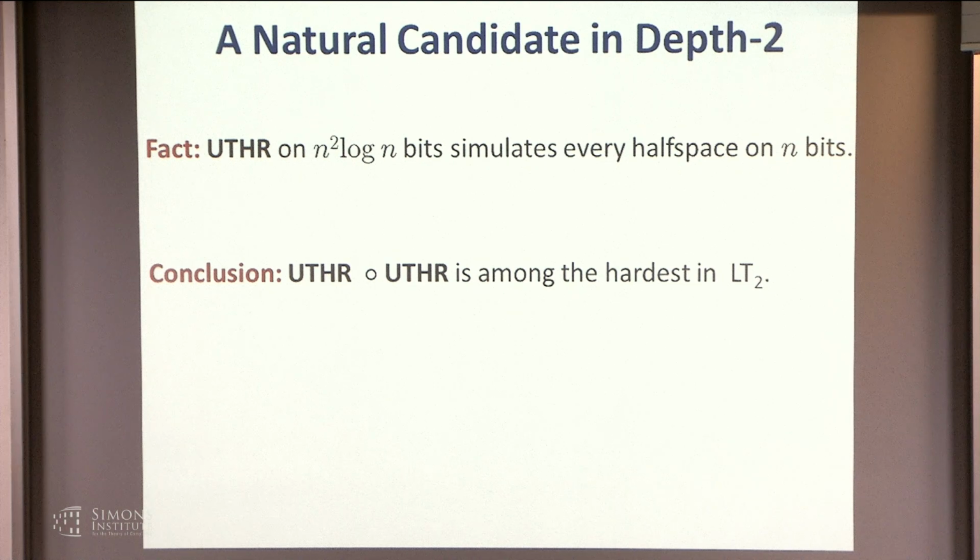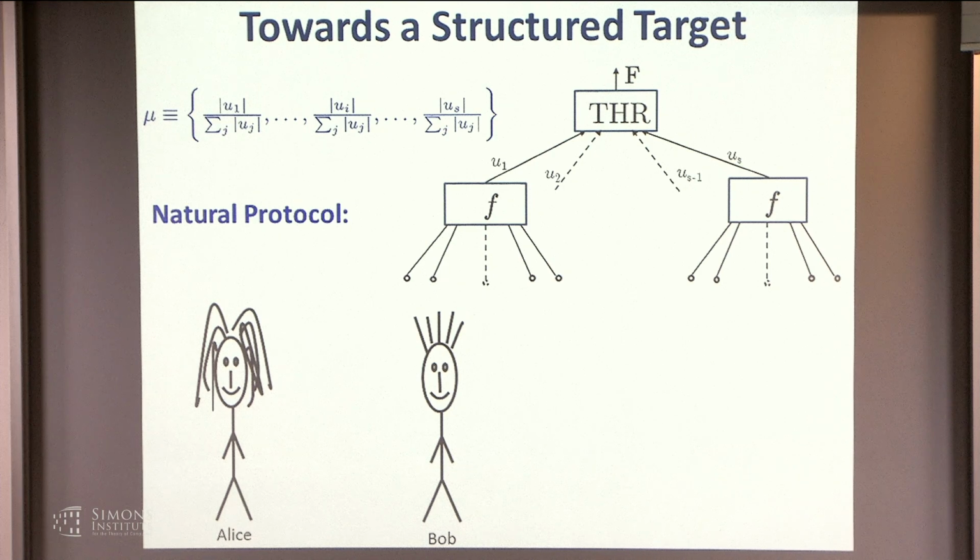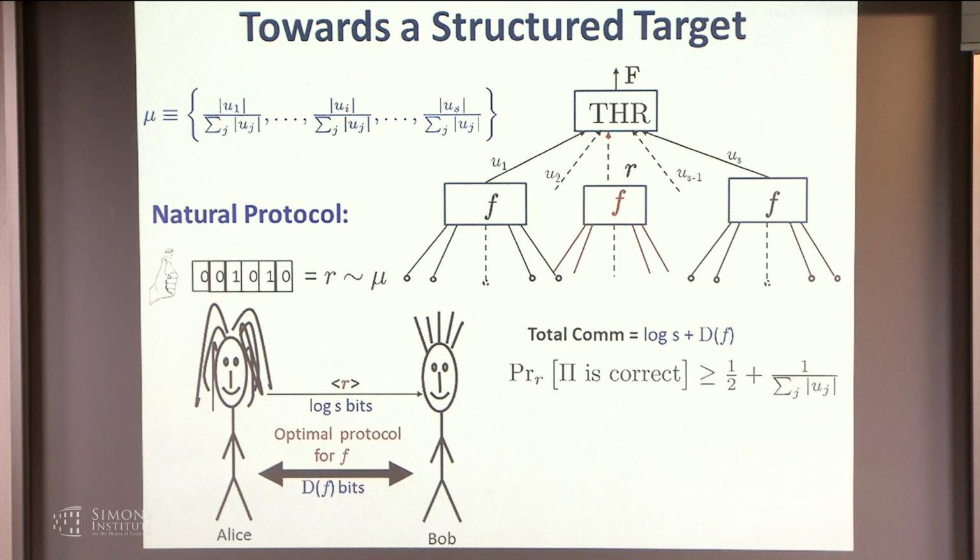So we want to make it something more structured, and let's go back to the communication game that showed that threshold of majority has small sign rank. There, what was happening was, you were sampling a sub-circuit, and then Alice and Bob were jointly computing that sub-circuit. Now, if I have threshold of f and I want to have large sign rank, so I want to prevent a UPP protocol from computing this function easily, the minimum thing that you need is that the deterministic complexity of this function should be large, right? Because if the deterministic complexity of this function is small, I will still have an unbounded error protocol.